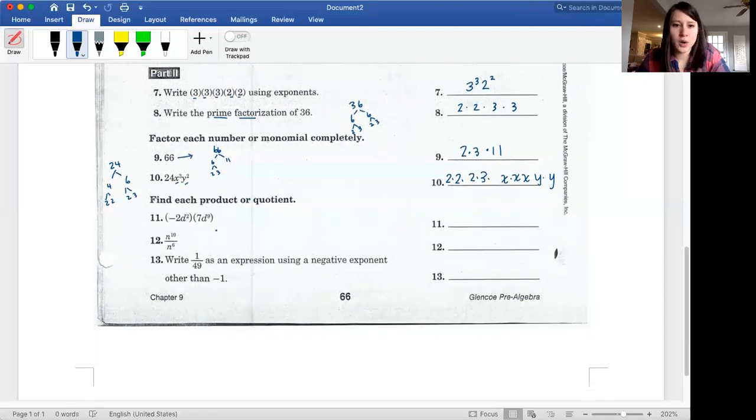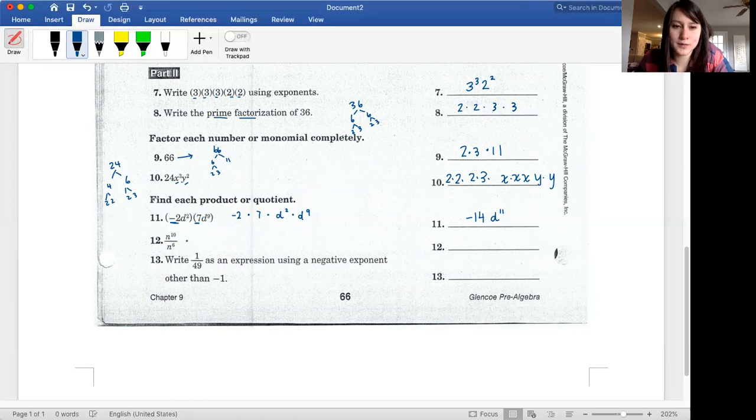Okay, find the product or the quotient. So here I've got a coefficient of -2 and 7. I can multiply those. I'm going to just rearrange this a little bit, because when I multiply, I could change the order if everything's being multiplied. So I could write this as -2 times 7 times d to the 2nd power times d to the 9th power. And then -2 times 7 is -14. And d to the 2nd times d to the 9th is just add those exponents. And that would be d to the 11th. And that's my answer there.